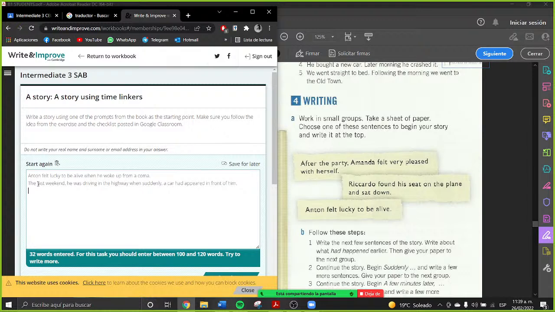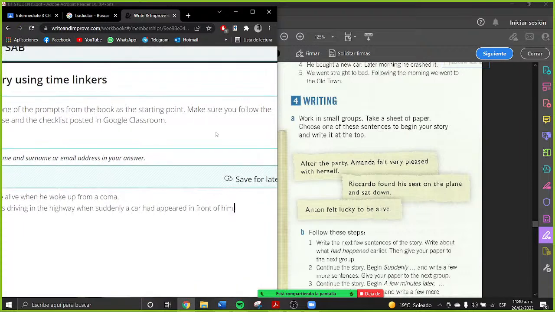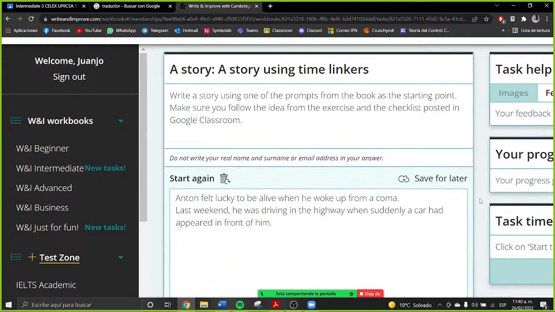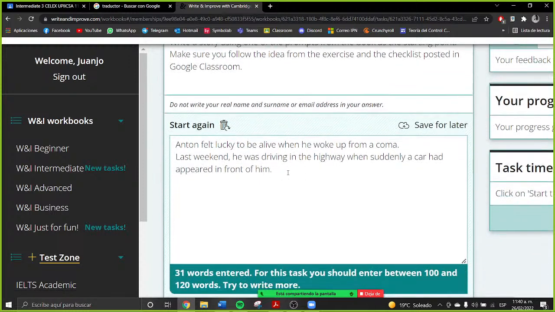Well, last weekend. Last weekend he was driving in the highway when suddenly a car had appeared in front of him. ¿Estoy mal aquí? No, sí, está bien. Ok. Front of him. Permítame. ¿Ya ven mejor? Yes, thank you. Ok, ya. Okay, next. Last weekend.